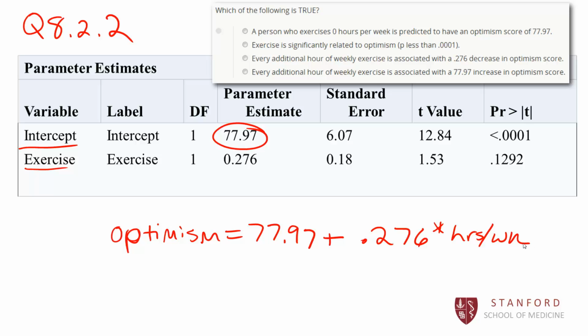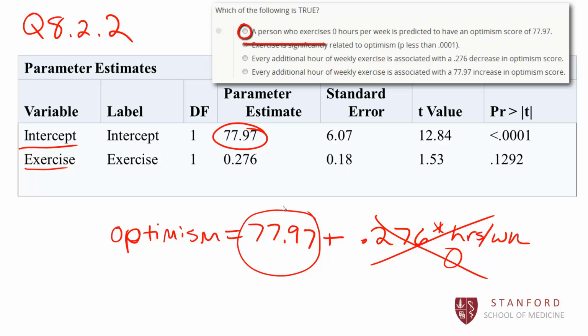So which of the following is true? A is actually correct because it says a person who exercises 0 hours per week is predicted to have an optimism score of 77.97. Well, that's indeed true. You can just plug in 0 here. This is actually going to go out of the model, so that's what an intercept means. The intercept is the value you get at an exercise level if the x variable is 0. That's where it crosses the y-axis. So 77.97, that would be the correct answer here.